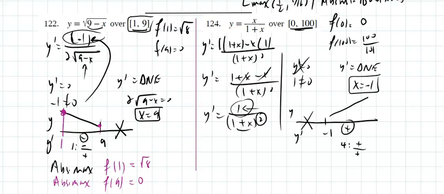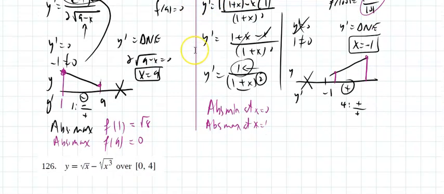Here's an example of a function that's always increasing. If this function is always increasing to the right of negative 1, wouldn't that mean at 0, it's the absolute minimum? And wouldn't that mean the right endpoint will be the absolute maximum? And we know what these values are. So the absolute maximum is 100 divided by 101, a number a bit smaller than 1, and the absolute minimum is 0.